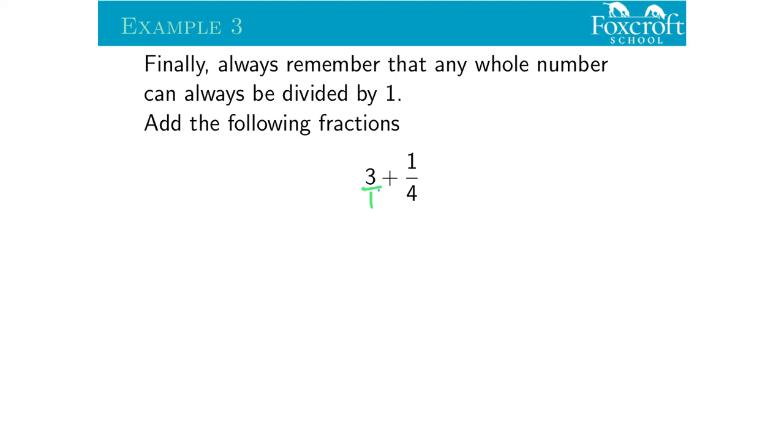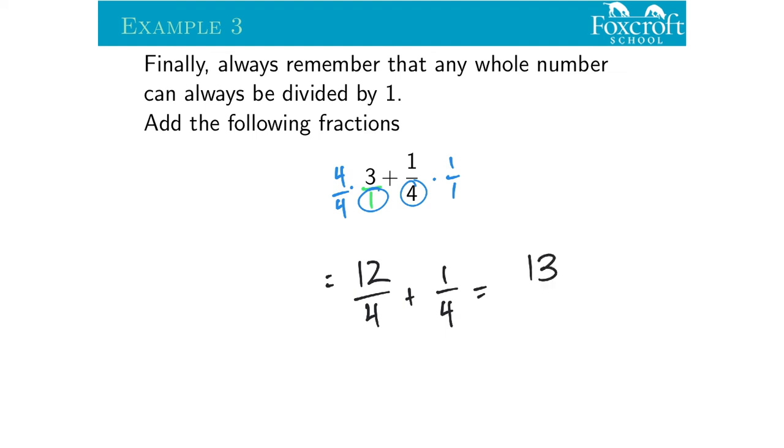And now I want to get the denominators to be the same. So I'm going to multiply the left one by 4 over 4, the right one by 1 over 1. That's not going to do anything. So we're going to get 12 over 4 plus 1 over 4, and our final answer is 13 over 4. Right, so just one extra step of remembering that if you see a whole number, it's that number divided by 1.